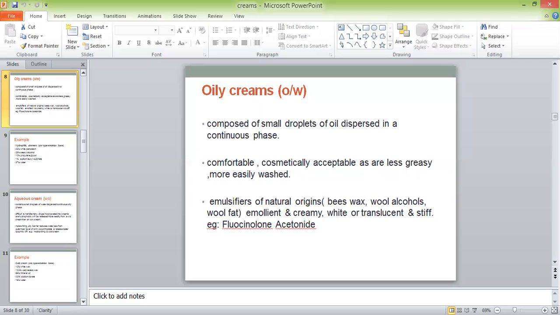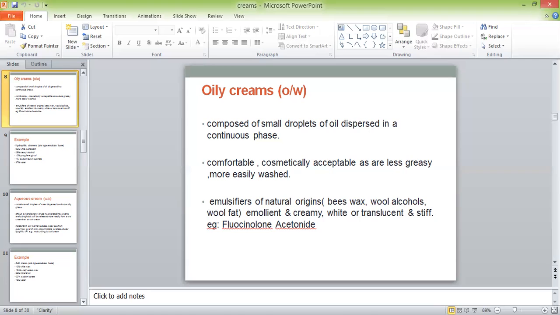Now different emulsifiers of natural origin are used in the formation of oil and water creams. For example, beeswax, wool alcohol, wool fat. And what is beeswax? Beeswax or yellow wax is 100% natural wax which is produced in the hives of honeybees, and it is esters of fatty acids and long chain alcohols. It is pale yellow, smooth in color. It has emollient properties, which means it will soften the skin. It has soothing properties, and it is used in different ointments and creams.